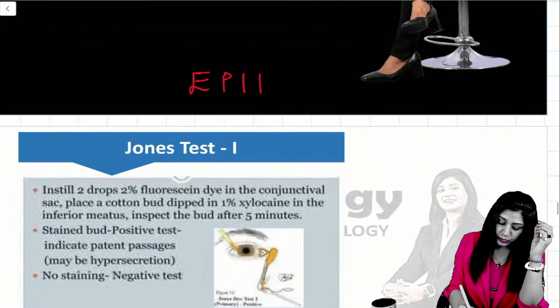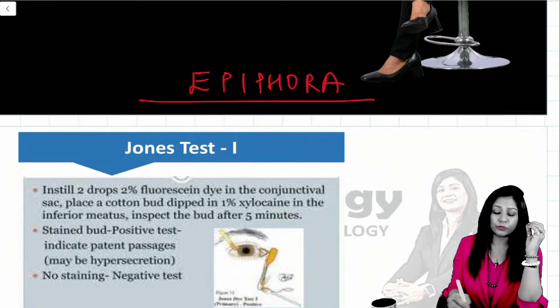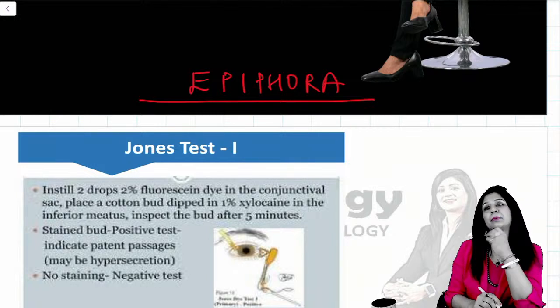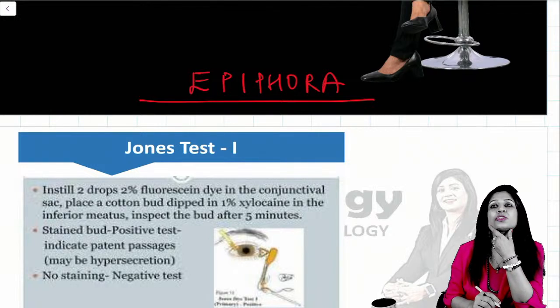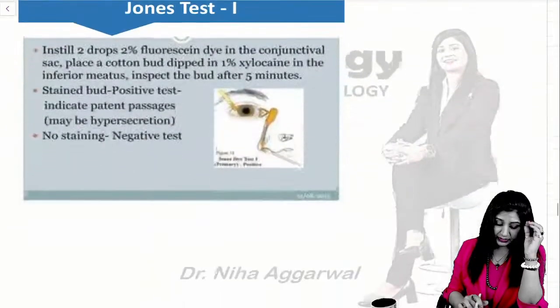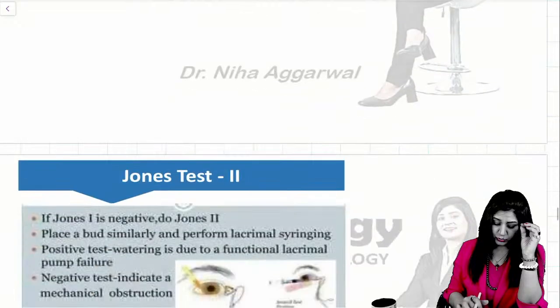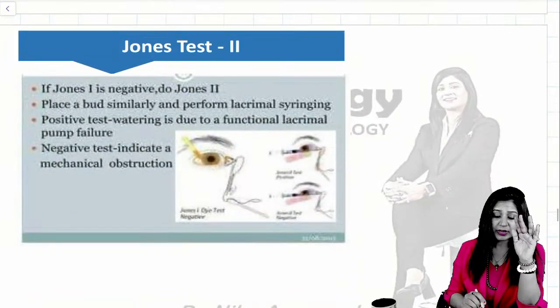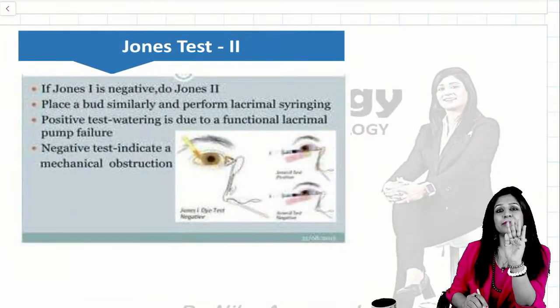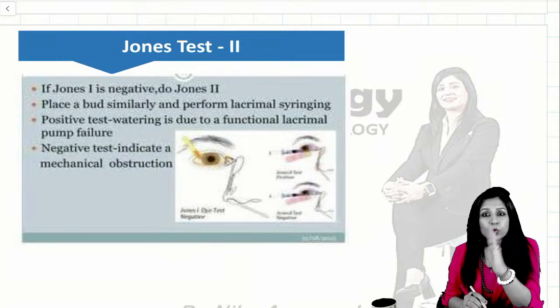You should know that this test is done for epiphora, when I want to find out the cause of the epiphora when we have hyperlacrimation. At that time we are doing the Jones dye test 1 and the Jones dye test 2. Okay, you don't have to go into the detail, just know the names of these tests. Jones dye test 1, Jones dye test 2.